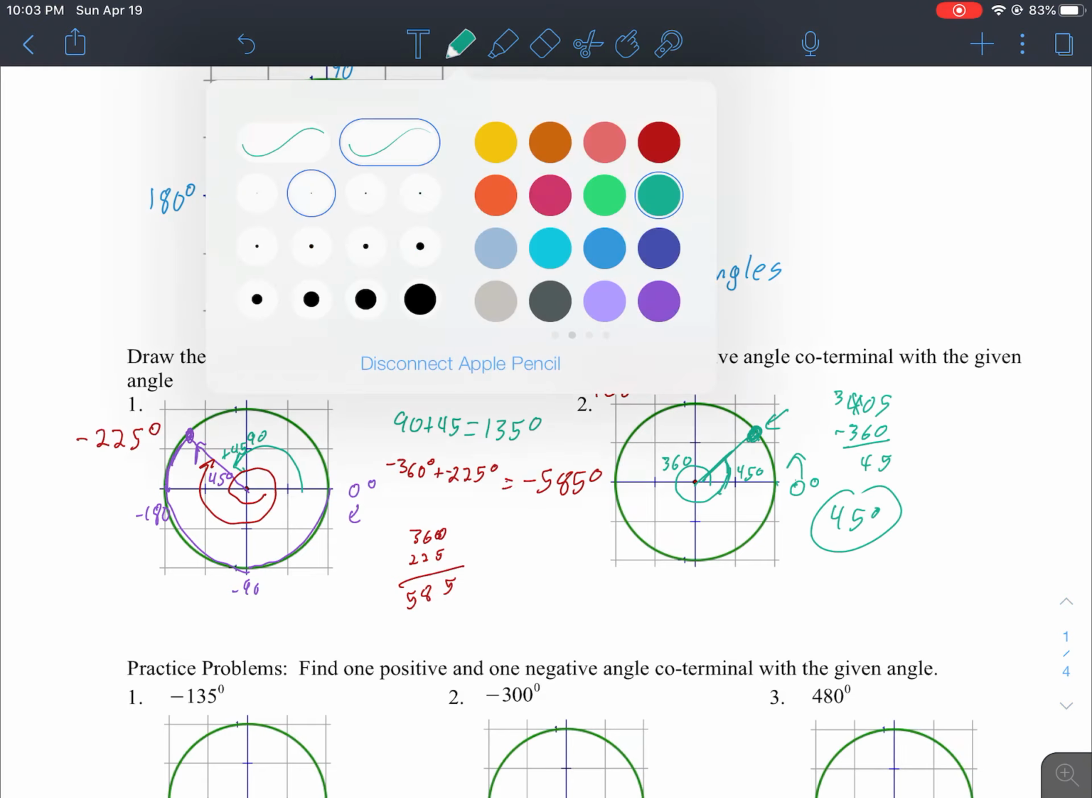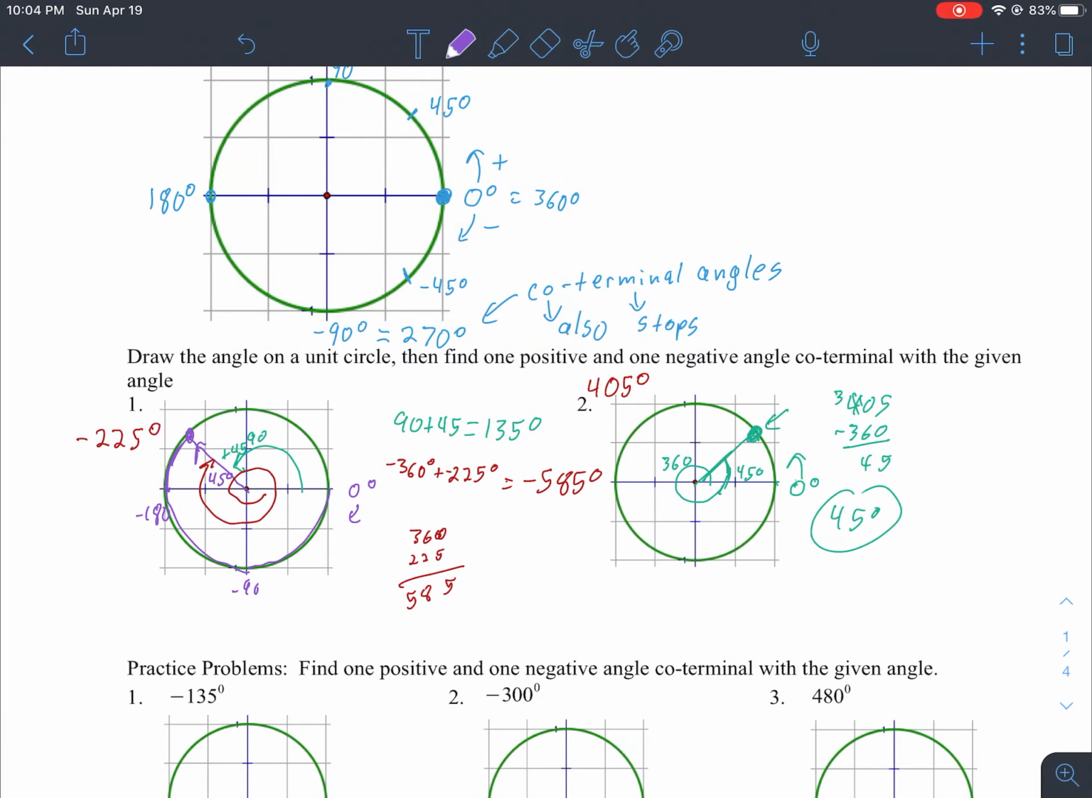What else stops there in the negative direction? Well, let's see. We could go negative 90, negative 180, negative 270, plus 45 more. What's 270 plus 45? That would be 315, and those are both negatives. So 45 degrees and negative 315 degrees stop at the same place as 405.